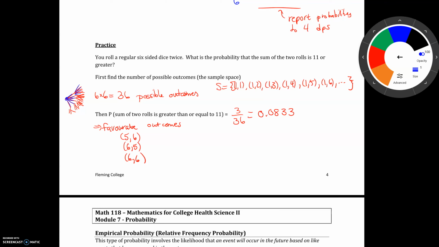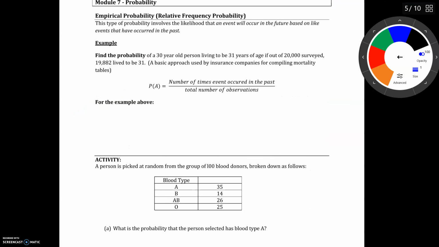Okay, there are 3 favorable outcomes that would lead to a sum that's greater than or equal to 11. A 5 and then a 6, a 6 and then a 5, or a 6 and a 6. So the probability that the sum of 2 rolls is greater than or equal to 11 is 0.0833. Okay.